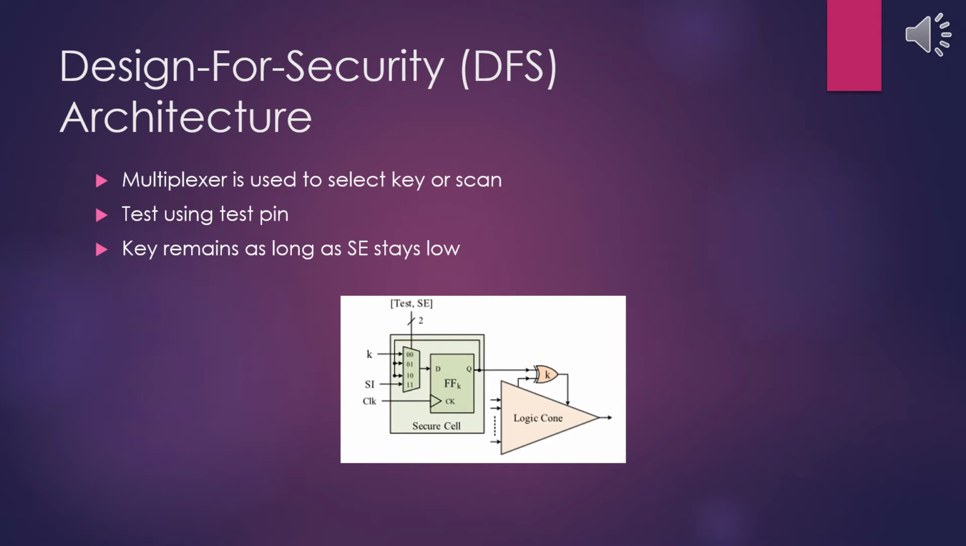The DFS architecture uses a secure cell to protect the key and still allow for testing. A multiplexer is used to select the functionality of the circuit. Once the key is programmed into the circuit, it can persist as long as the SE pin stays low. This also allows further tests to be performed after the key has been programmed. The test pin is used to enable scan-out capability. The diagram below shows the architecture.